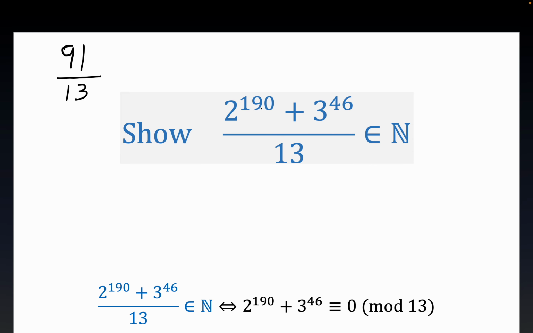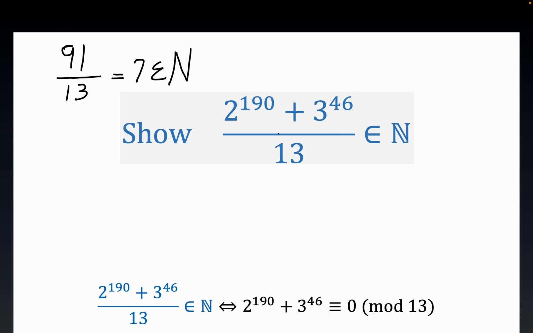We're trying to show that this numerator is a multiple of 13. If it is, that means it would be a natural number, a positive integer. A simpler example with smaller numbers, 91 over 13 is equal to 7, right? And 7 is a proud member of the natural numbers, right? Or the positive integers, okay?